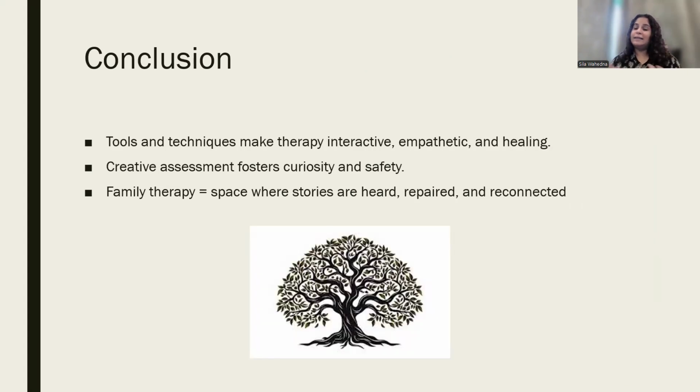Coming to the end, in essence, all these tools, all these techniques, do more than just assess. They invite families into a collaborative space. They give them a creative space where healing is promoted and where healing actually happens. Just like the tree of life here, right? Therapy helps families recognize their roots, nurture and build on their strengths, and grow towards hope and connection. And so, through curiosity, through empathy, through shared storytelling, therapy becomes a journey of understanding, of repair, and its main goal is to reconnect.